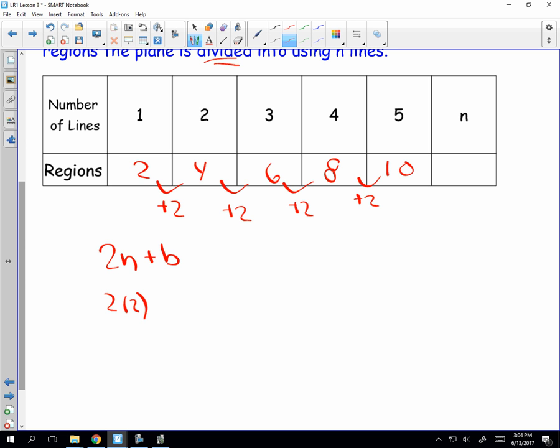2 times 2 is 4. 4 plus b equals 4. So in this scenario, our b value is 0. Best case scenario we can have. So for any given situation, it's just 2 times n. And you might have noticed that pattern right off the bat. I'm going math teacher on it. I didn't look for the pattern. I was following the mathematical process.